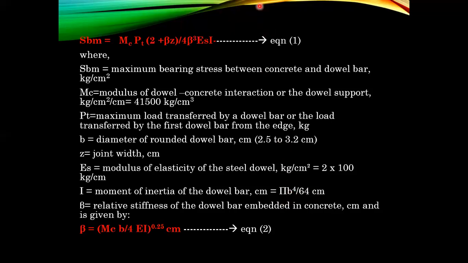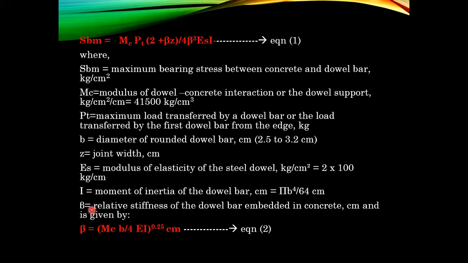Okay, R is a term, radius. Sorry, pi D power 4 by 64, right? Here instead of radius you are taking the diameter. B means diameter, you can see here, diameter of the rounded bar. Pi d power to the 4 divided by 64, or in our terms we are taking d as b. So your formula will become pi b to the power of 4 by 64.